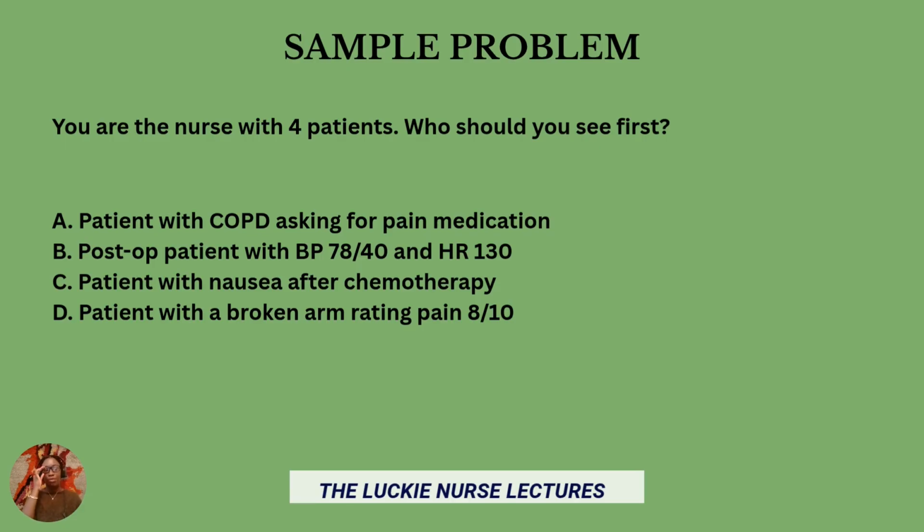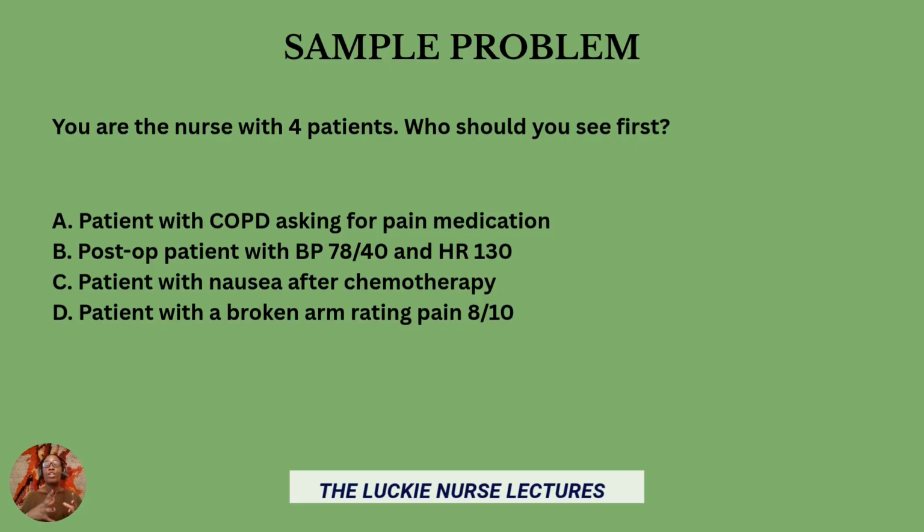So this sample problem reads, you are the nurse with 4 patients. Who should you see first? A, a patient with COPD asking for pain medication. B, a postoperative patient with a blood pressure of 78/40 and a heart rate of 130. C, a patient with nausea after chemotherapy. Or D, a patient with a broken arm reporting a pain of 8/10.